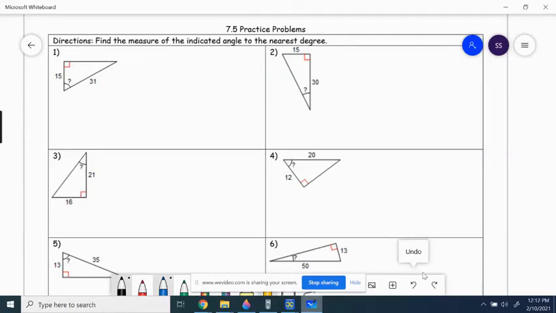All right, this is the practice problem video for 7.5 inverse trig functions. So let's start looking at some of these problems here. Let's start with number 1.